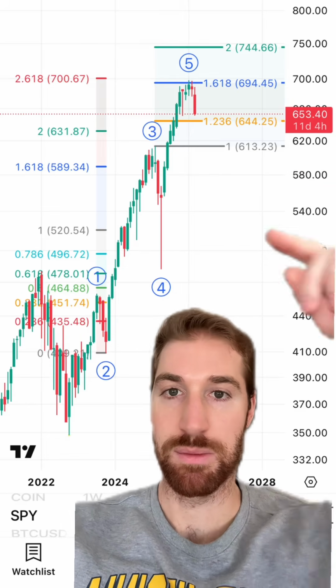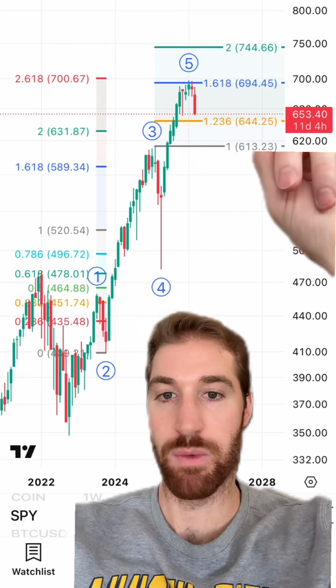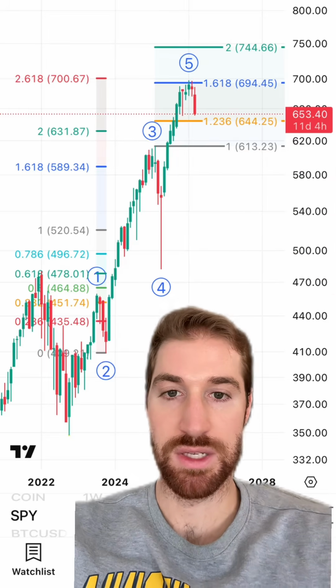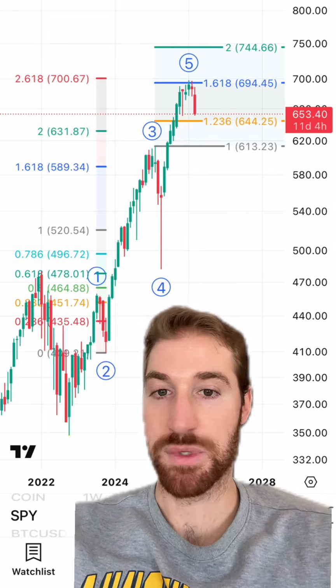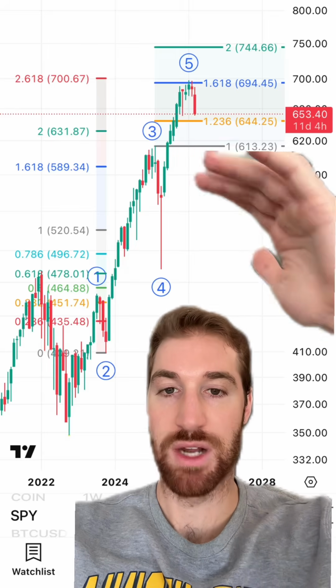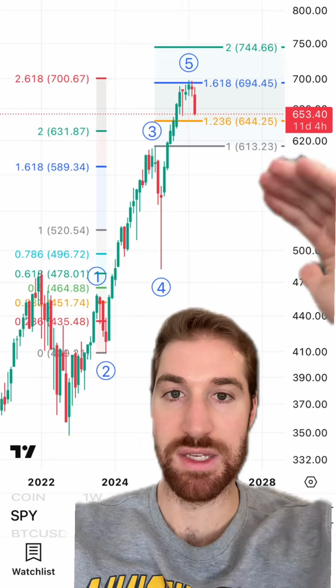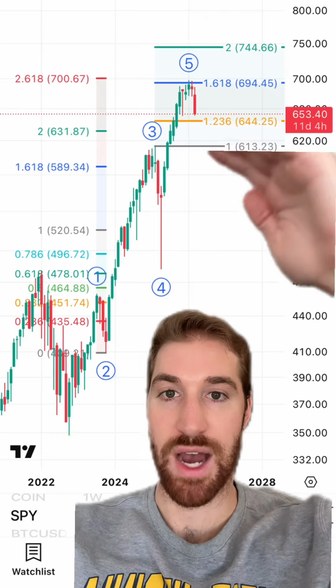So there is a possibility that SPY may have a little bit more upside to go, and then we see a decline. But nonetheless, upside is limited on SPY based on these Fibonacci targets, and we're expecting an ABC move down to correct this entire 5-wave move.